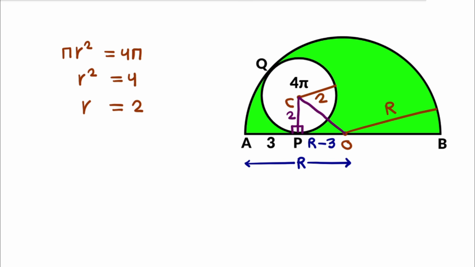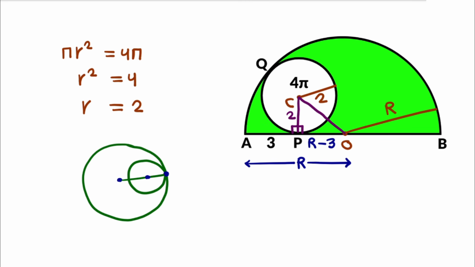Here's a beautiful geometry fact. Whenever two circles touch internally, the line joining their centers passes through the point of tangency. That means O, Q, and C all lie on the same straight line. Now let's look at the length OC. OQ is a radius of the large semicircle, so it equals R. QC is a radius of the small circle, so it equals 2. Therefore, OC equals R minus 2.